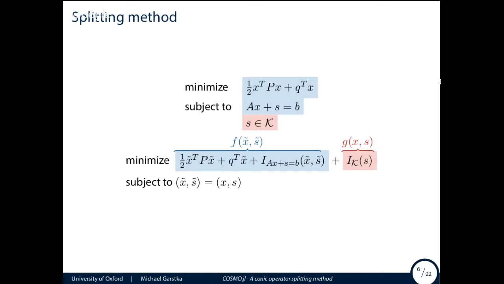And then we introduce two dummy variables, x tilde and s tilde, and we say, okay, they are equal to x and s. And that way we can split the problem in these two parts with function f in terms of x tilde and s tilde, and with function g in terms of x and s. So we have this nice ADMM format now with one function, the other function, and an equality constraint.